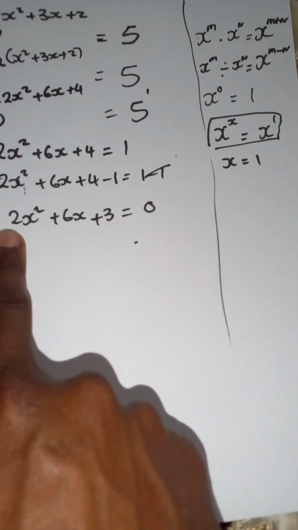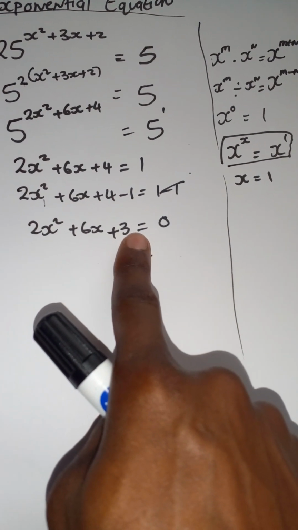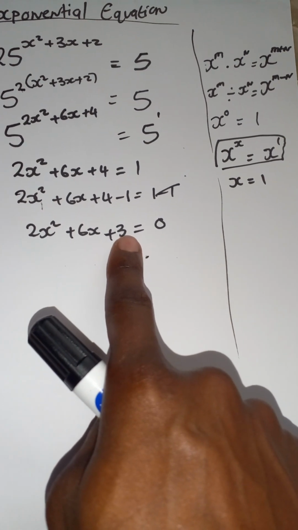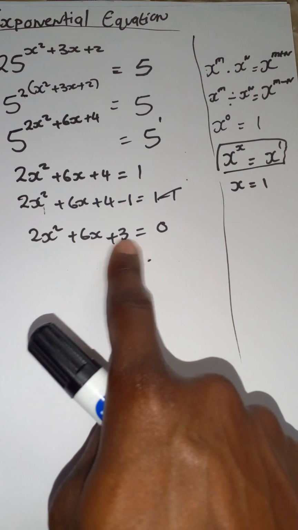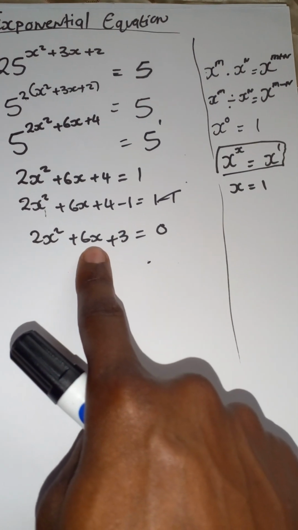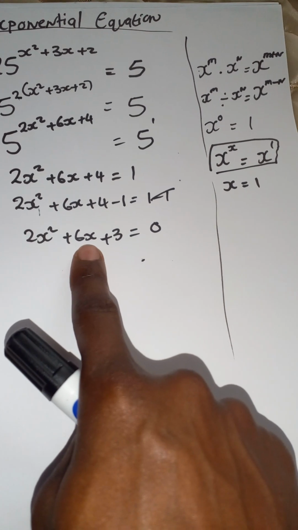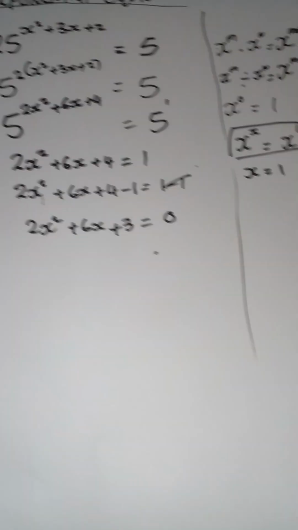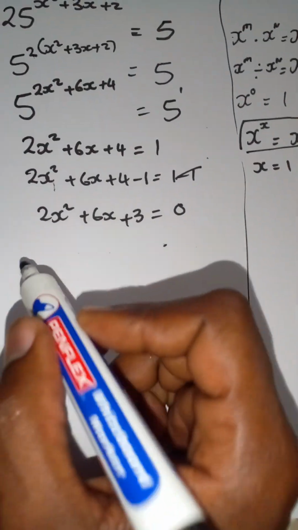If we multiply 2 by 3, we get 6. Then do we have factors of 6 that add up to 6? 3 plus 3 is 6, but 3 times 3 is not 6, it's 9. So that means we cannot use the factoring method. So that means we have to adopt the quadratic formula.